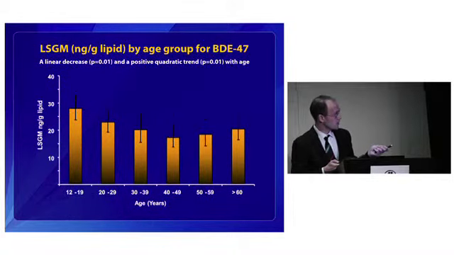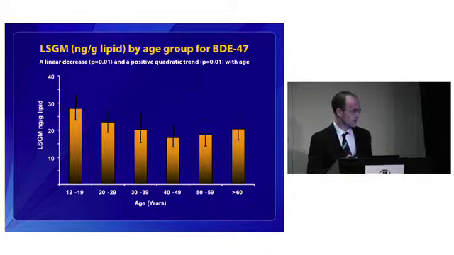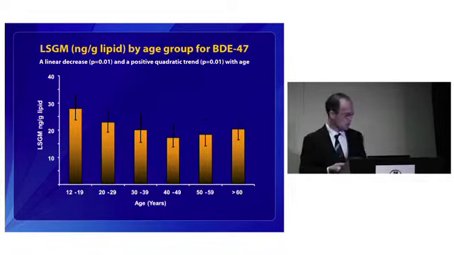Looking at least square geometric means, we see this decreasing trend that makes us really start wondering what happens with younger people. Because of course the youngest children would be exposed also to residential dust due to hand-to-mouth behavior. So we could expect to see even higher levels in younger children. And that's where this presentation is going to end.